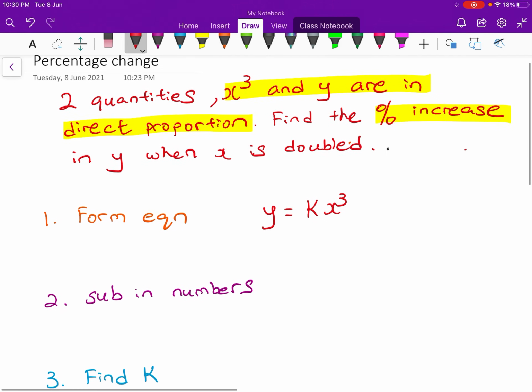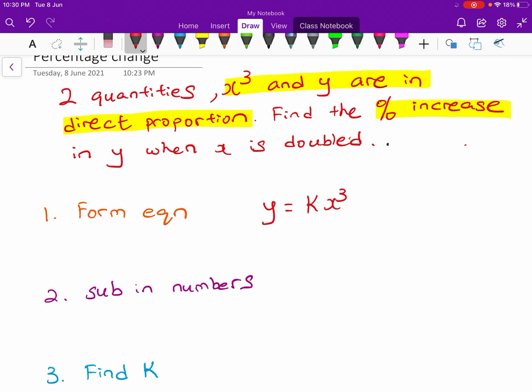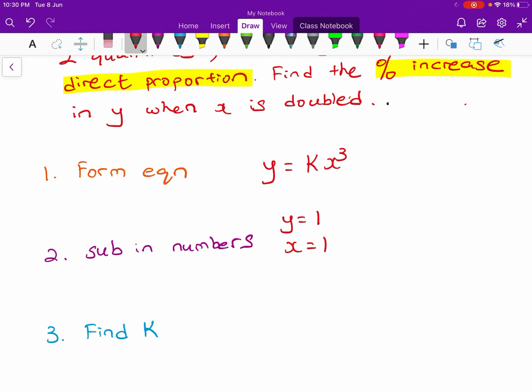Next, I sub in numbers because we are not given numbers in this particular question. So we sub in numbers to help us see better. Maybe I use a very simple number. I let y equal to 1, and I also let x equal to 1. You can sub in any numbers, but you must be consistent, because later you need to use the numbers back. So sub in your numbers.